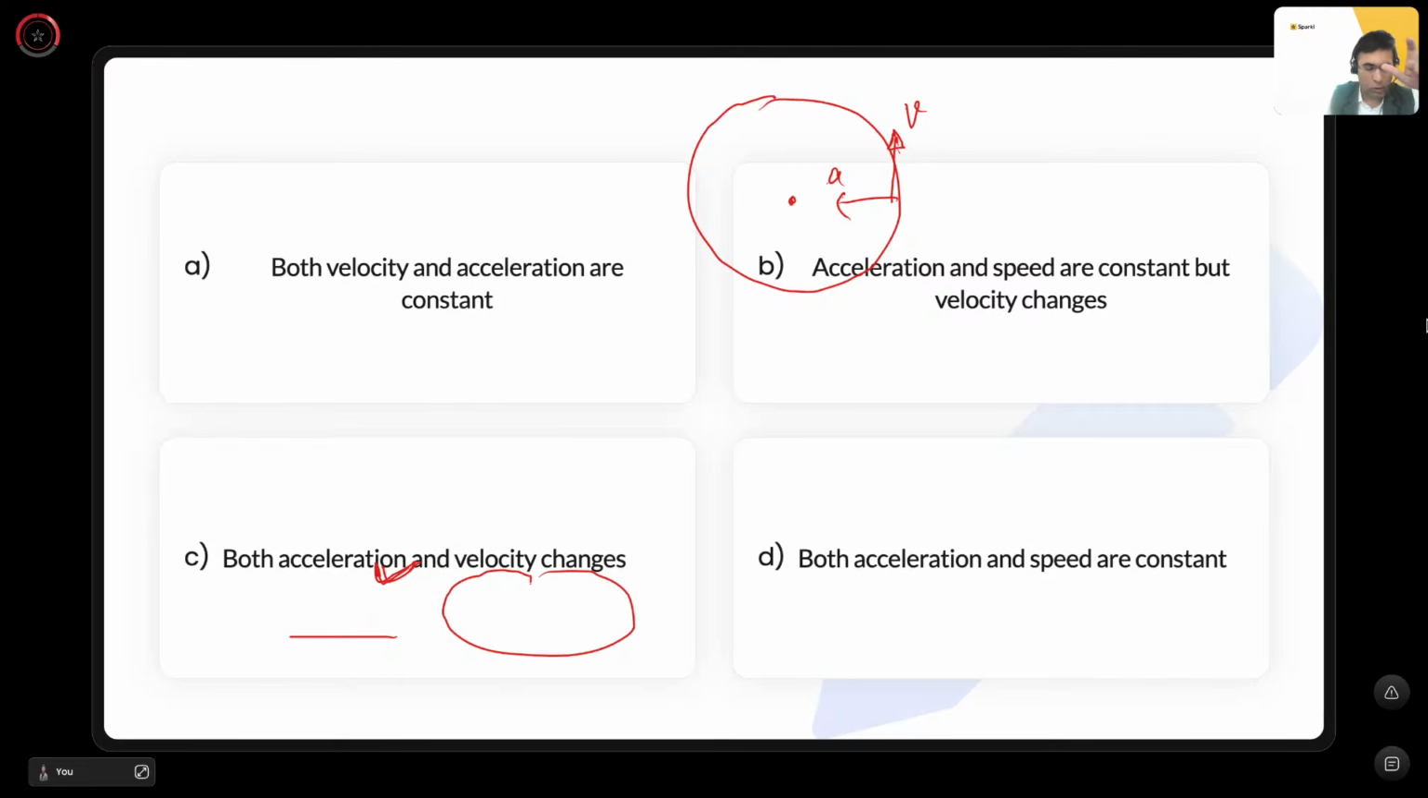नाउ एक कंफ्यूजन इसमें होता है कि एक्सेलरेशन तो टुवर्ड्स द सेंटर है तो डायरेक्शन कांस्टेंट हुआ. नहीं, ऐसा नहीं है भाई.